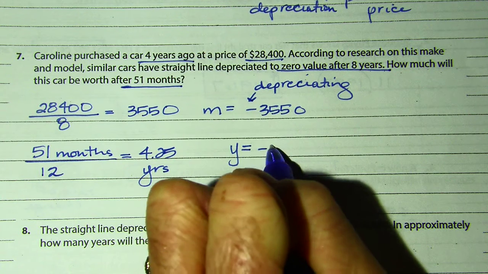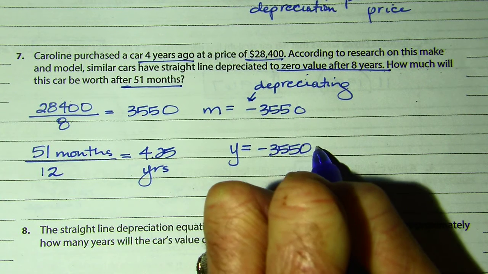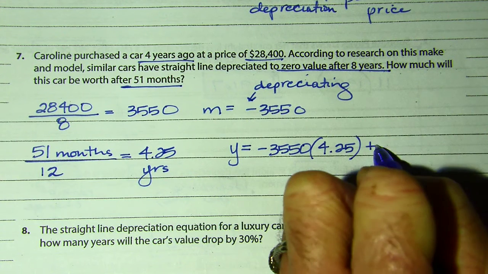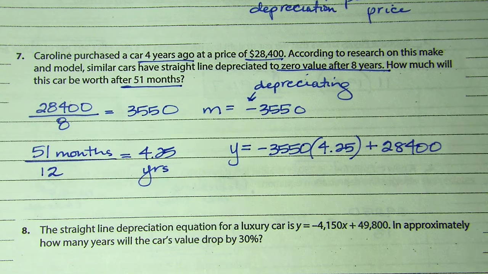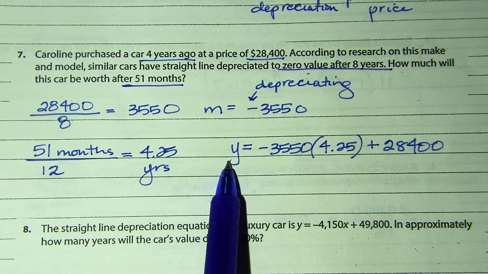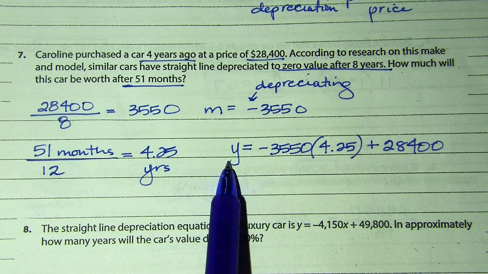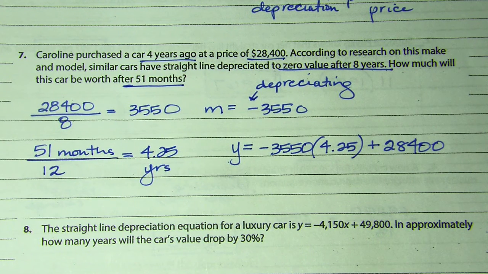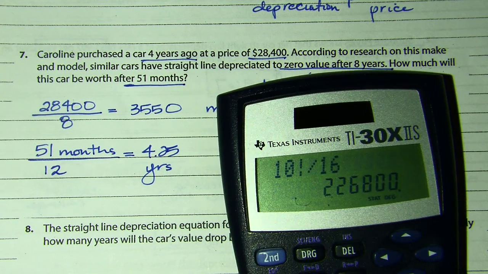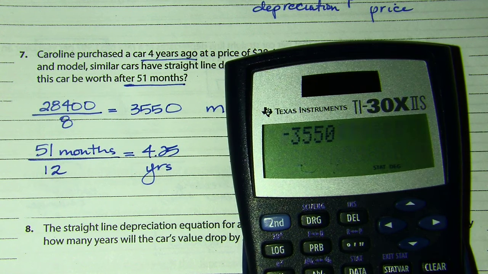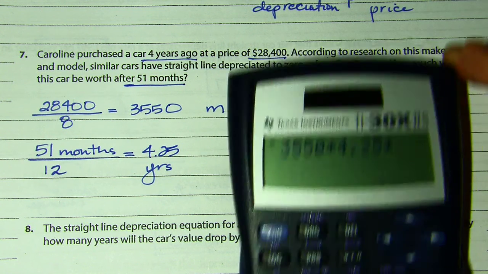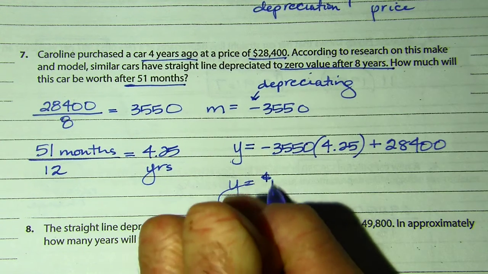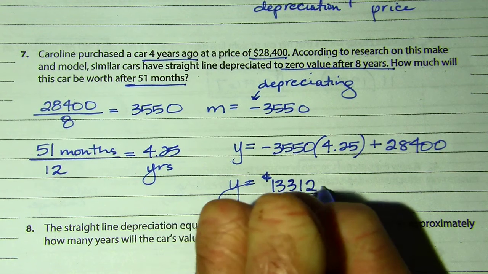So let's start with my equation. Y equals, I'm depreciating $3,550 per year, but in this case we're plugging in 4.25, and I started with a purchase price of $28,400. Okay, and they want to know the value today, so that's why this says Y. They're looking for what's the value going to be, sorry, not today, but in 51 months. So if I enter all of this using those fancy calculators or Desmos, so negative 3550 times 4.25 plus 28,400, and I got 13. Remember, this is money. Y, $13,312.50.